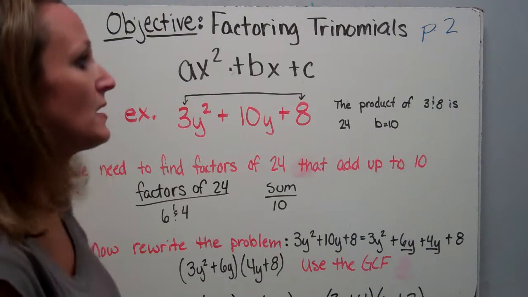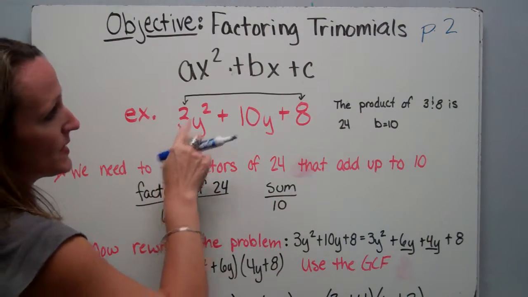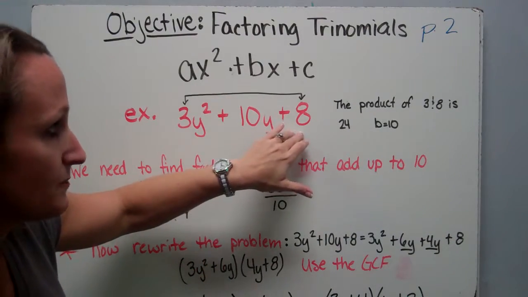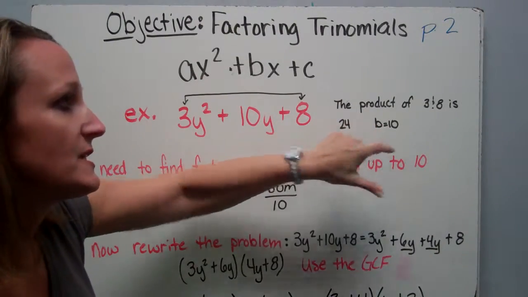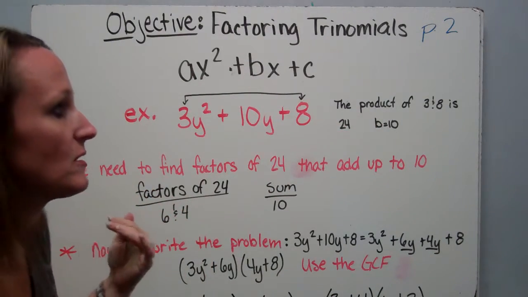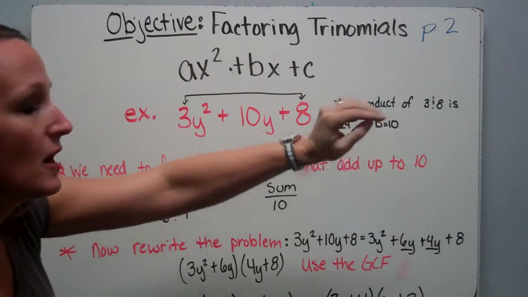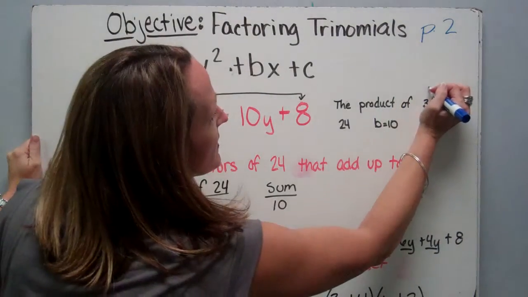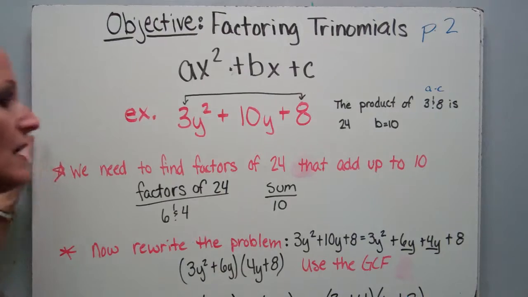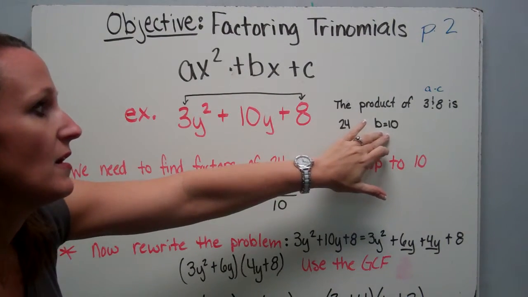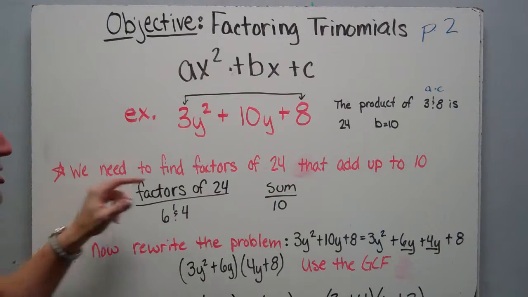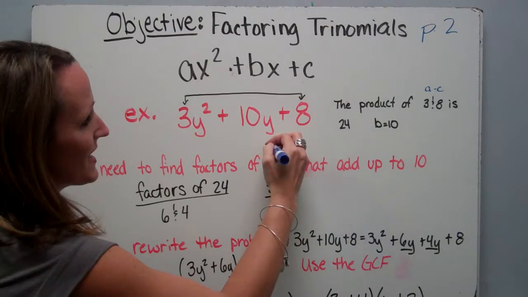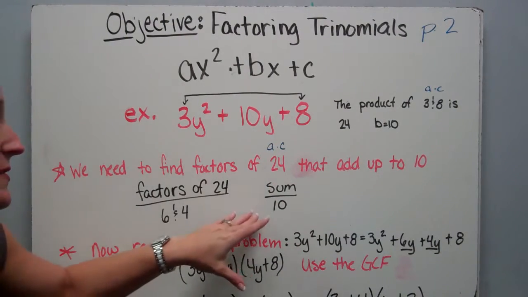So this time, we actually have to multiply 3 times 8, or a times c. So we want to get a product of 3 and 8, which is 24, and we still have our b value of 10. So instead of just looking for our c value and our b value, we're looking for the product of a times c. So we want the product of a times c and a sum of the b value. So we need to find the factors of 24 that add up to 10. So we're looking for factors of 24, which is a times c, and then the sum of 10, which is your b value.